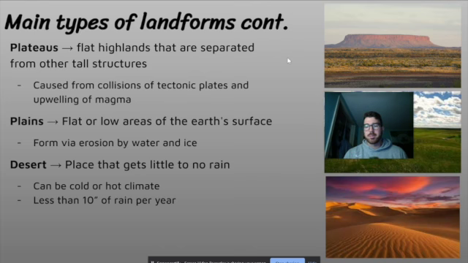Because there's not a lot of precipitation, we don't see a lot of vegetation, and we can get a lot of erosion in deserts because there's no vegetation to keep erosive forces at bay, which is why in deserts we often see lots of dunes everywhere.